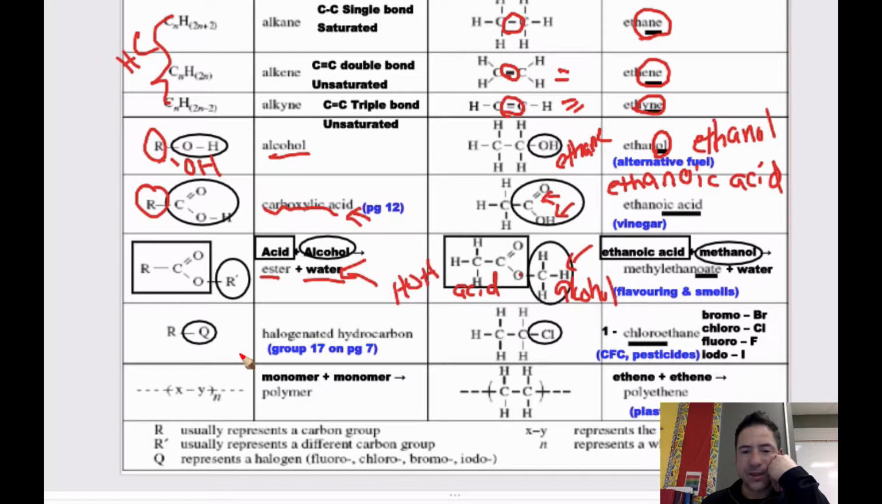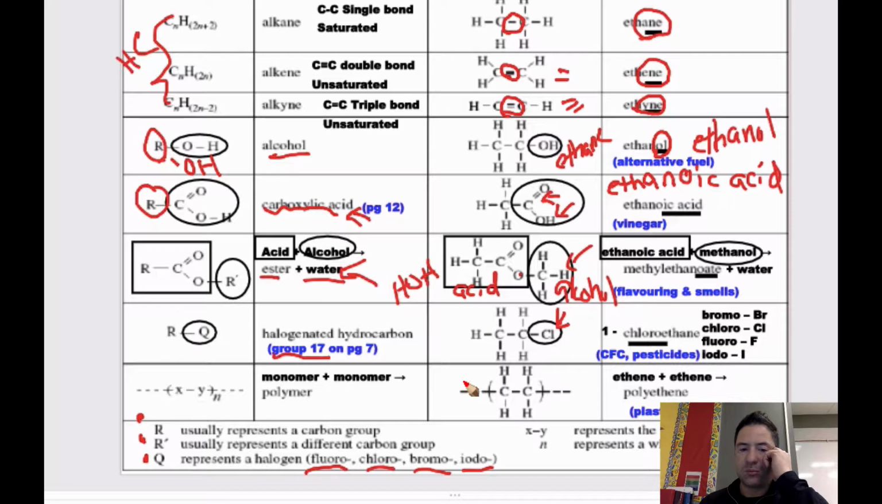The next one is just a halogenated hydrocarbon. Down at the bottom, this talks about the carbon group. This represents a different carbon group, but this Q represents the halogens. Notice that down here there is fluoro, chloro, bromo, and iodo. That is how we name these halogenated hydrocarbons, and they are all in group 17 on your periodic table. Here we have a hydrocarbon, and circled right here we have chlorine attached to it, so that's a halogenated hydrocarbon.